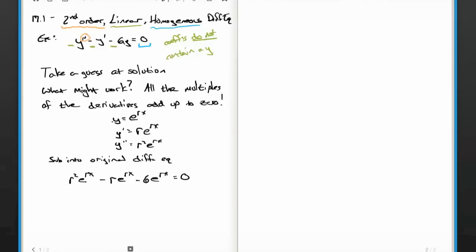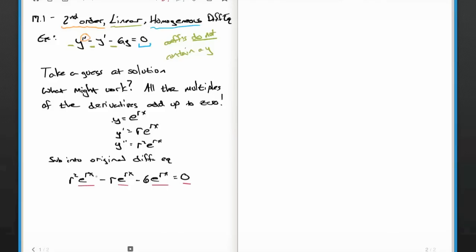So how do we figure out what r is? What do we do here? Well, notice that I have an e to the rx here, I have an e to the rx here, I've got an e to the rx here, and it all equals 0.